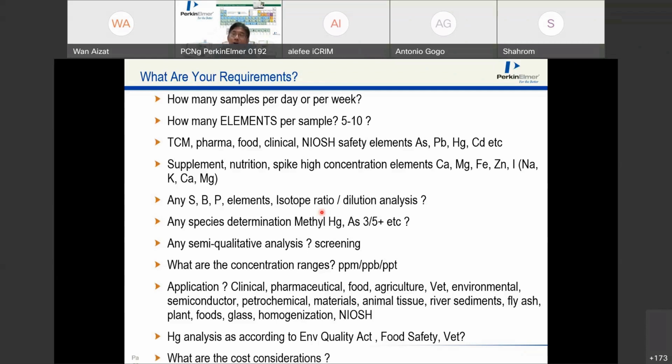Finally, what is your cost consideration? Of course, ICP-MS is the most expensive, followed by ICP-OES, and also AAS, got flame, got graphite, got hydride. These are the things. So now we look into it.